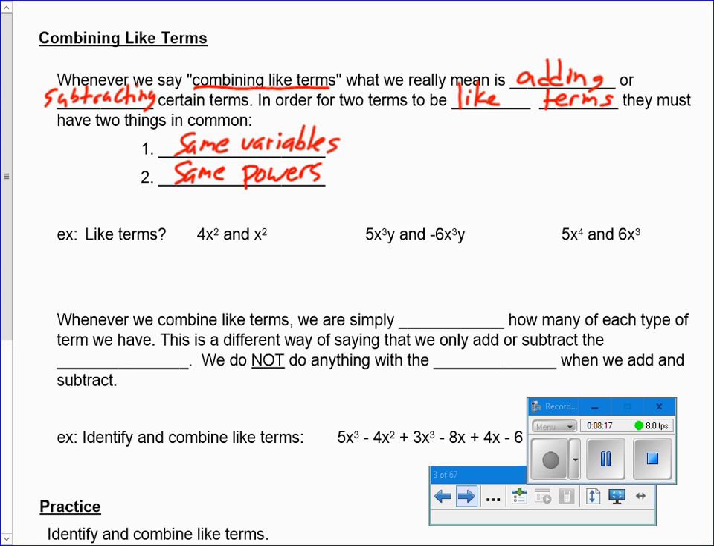So go through here and just point out which of these terms are like terms. So first one would be 4x squared and x squared. So let's go through the checklist. Need 2 things in common. Same variables, but have the same variables, right? X and x. Are they to the same powers? Yes, they are. 2 and 2. So these are like terms.